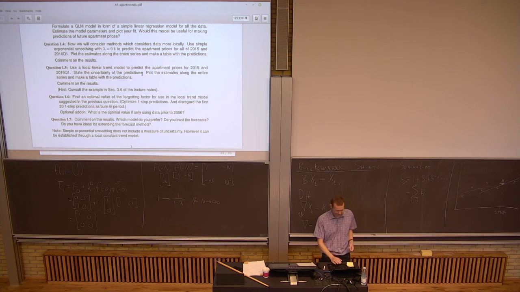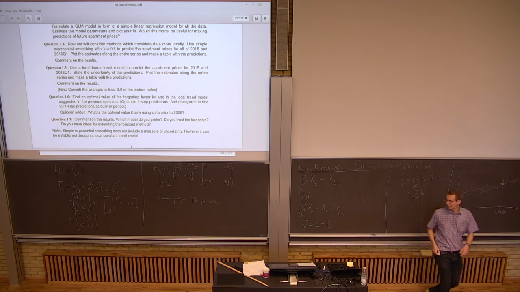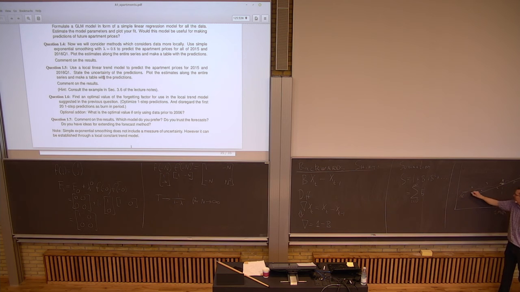However, I do encourage you to also plot the estimate along the entire series as well. So similarly, I did ask you to, whenever you can make a prediction here, make these linear models on the way, and show the predictions that you have every time.